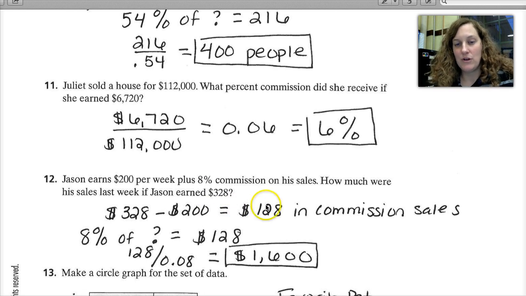So now you know that he's making 8% of whatever he made is $128. So 8% of what equals $128? You take the 128 divided by 0.08, and that gives you $1,600. So that's not bad. He had $1,600 in sales, so he made 8% of that, which made him get $328.